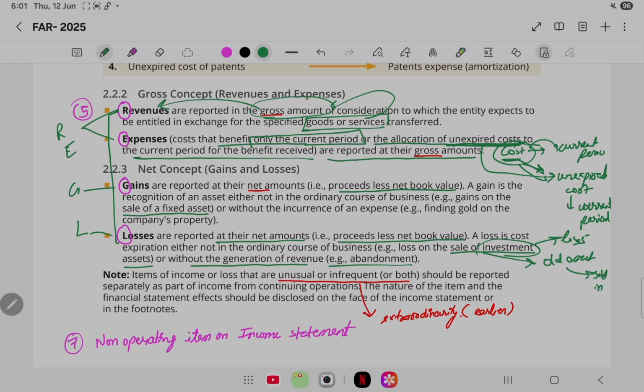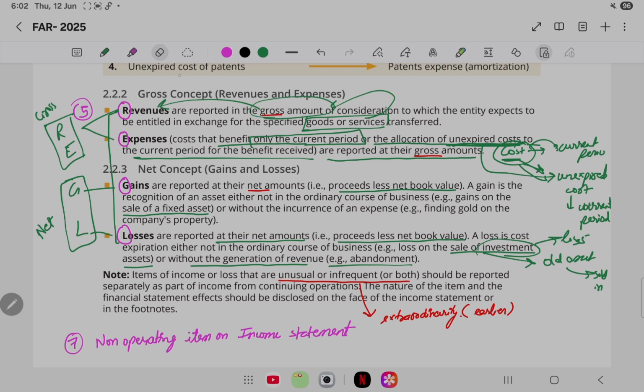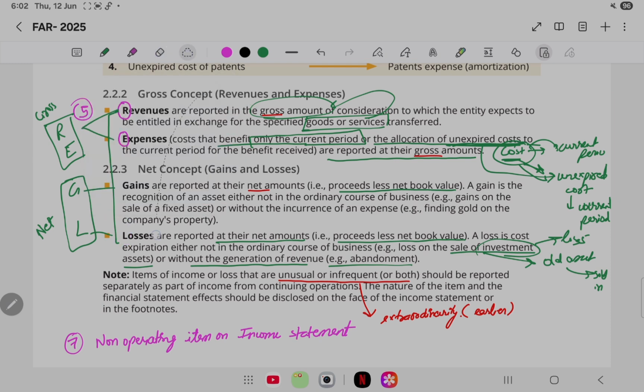The other thing you need to keep in mind is, these two are on a net basis, and these two are on a gross basis. What does it mean? First let me remove it.